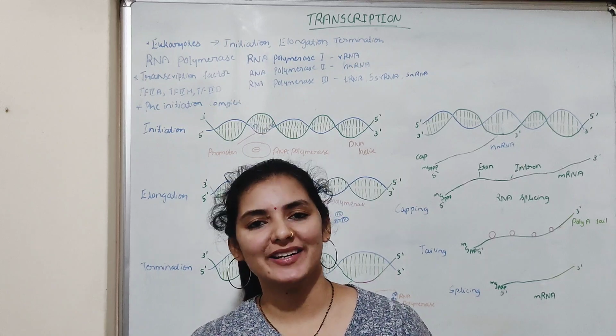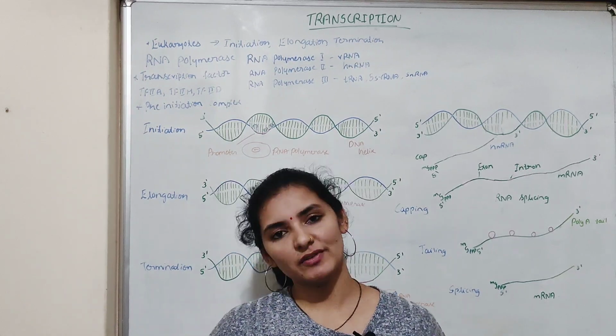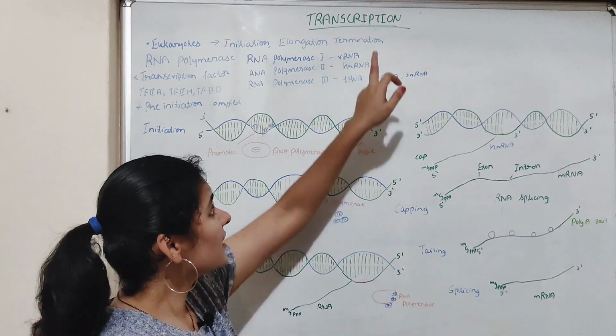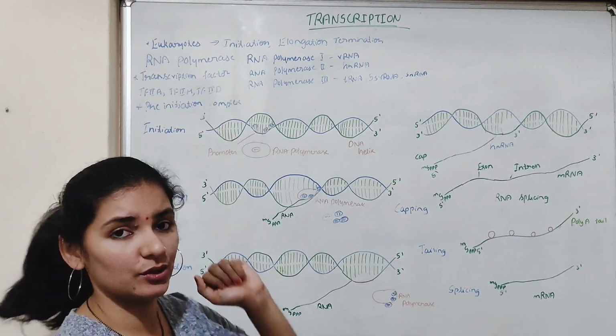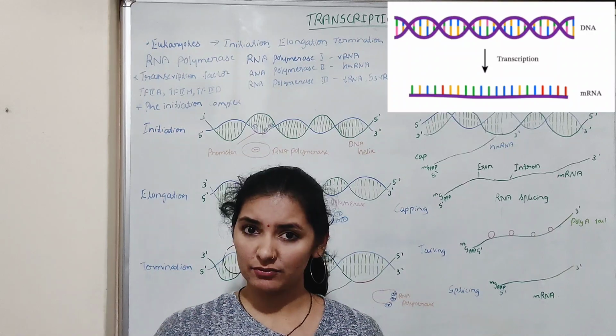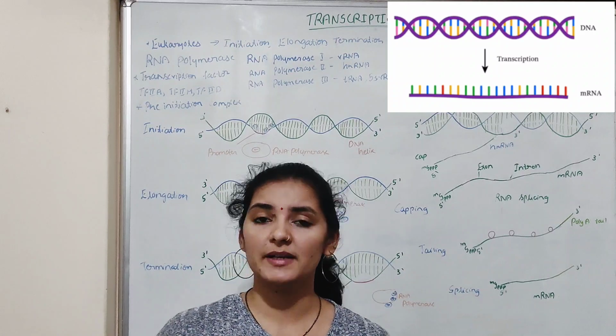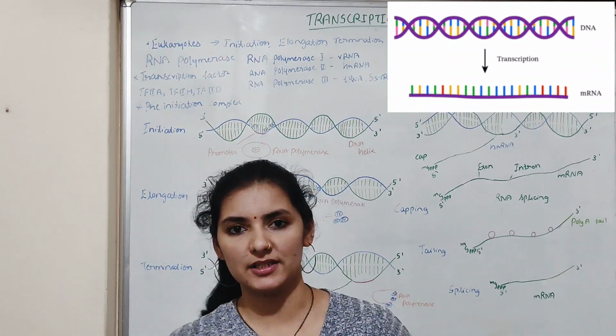In the previous video, I discussed transcription in the case of prokaryotes. In continuation with that, in this video, I'm going to discuss transcription in the case of eukaryotes. As you all know, transcription is a process of copying genetic information from one strand of DNA into RNA, or in simple terms, it's a synthesis of RNA from DNA.